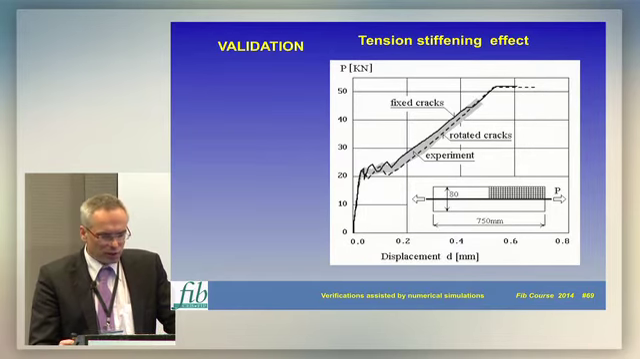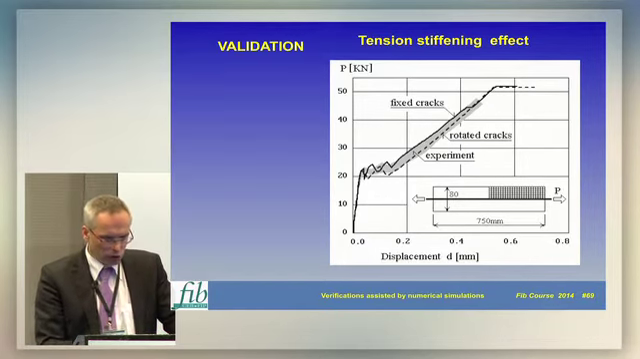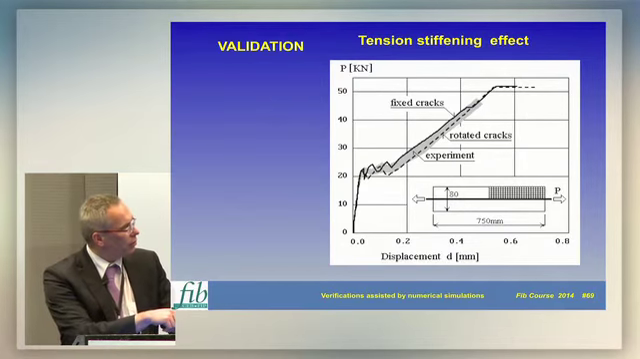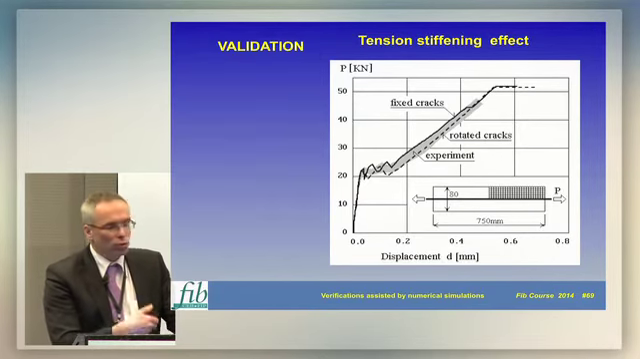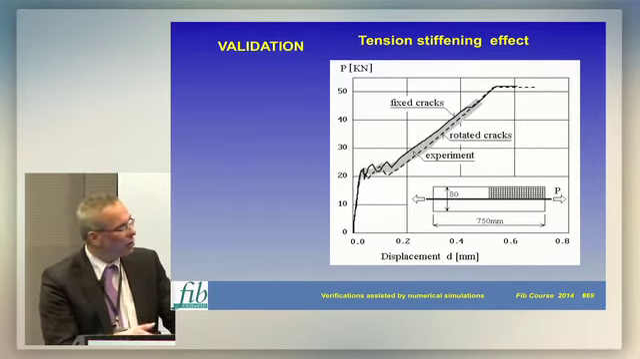Now a few validation examples. A typical validation example is to model the tension stiffening, which is a classical situation: a bar embedded in concrete. If you pull it, you will obtain this kind of behavior. Finally, the response is given by the yielding of the bar. And in this part we can consider tension stiffening, some additional stiffness of cracked concrete, and it is, of course, also affected by the bond behavior.